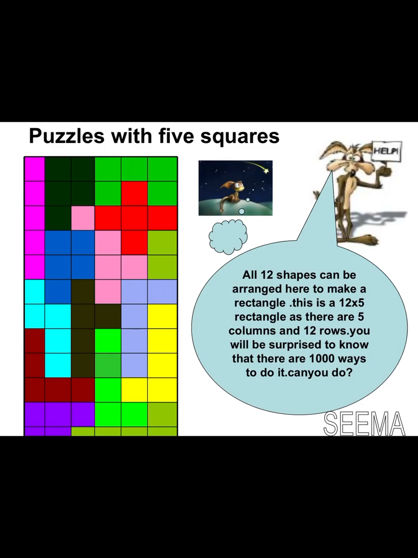Now, can you solve the puzzle using 5 squares only? There is a big rectangle, and this big rectangle is a 12 into 5 rectangle. Means it has 5 columns with 12 rows. You will be surprised to know that there are 1000 ways to arrange the 5 squares in it. It's really amazing, isn't it?